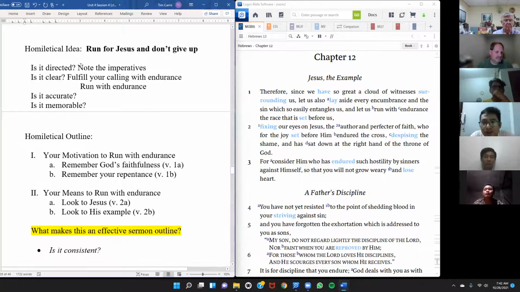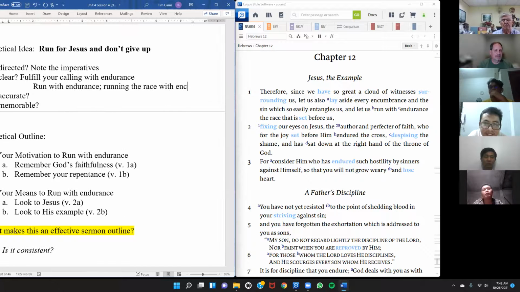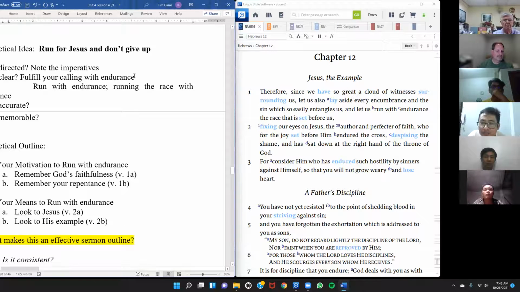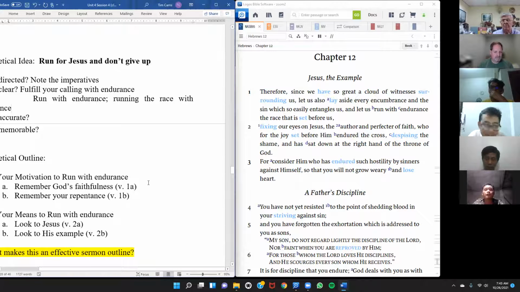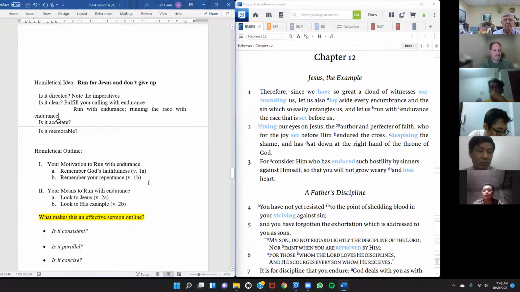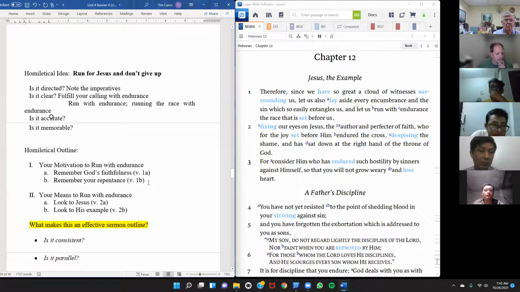Like running the race with endurance. Yeah, that could probably work on making this a little more clear. But it's imperative. Again, you could just say what the author said in the passage, but that may not be clear because people may ask, what does it mean to run? Well, you explain that in your sermon, but I was trying to think of a way to describe it.